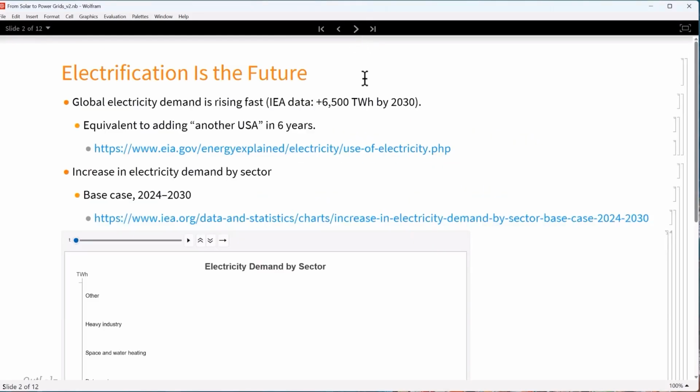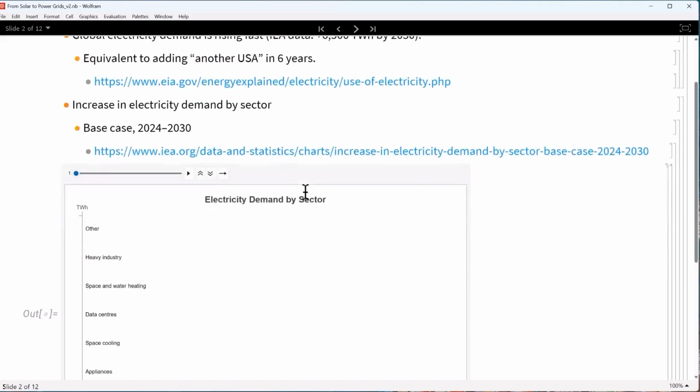The world is electrifying and the pace is accelerating rapidly. In the next 6 years, global electricity demand is expected to rise by around 6,500 terawatt hours, according to the International Energy Agency. To put that into perspective, that's like adding another United States worth of electricity demand. And the US is already the second largest consumer of electricity after China.